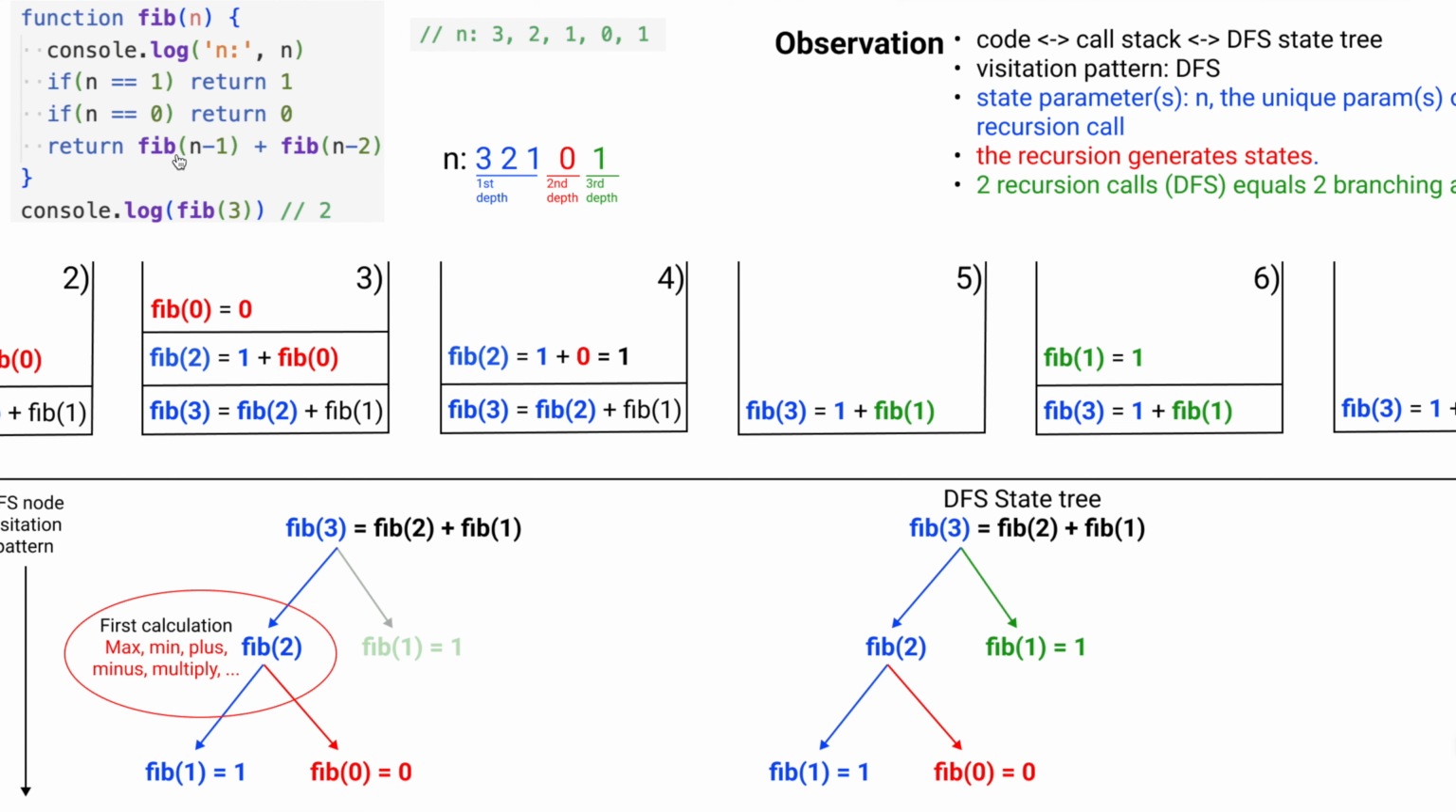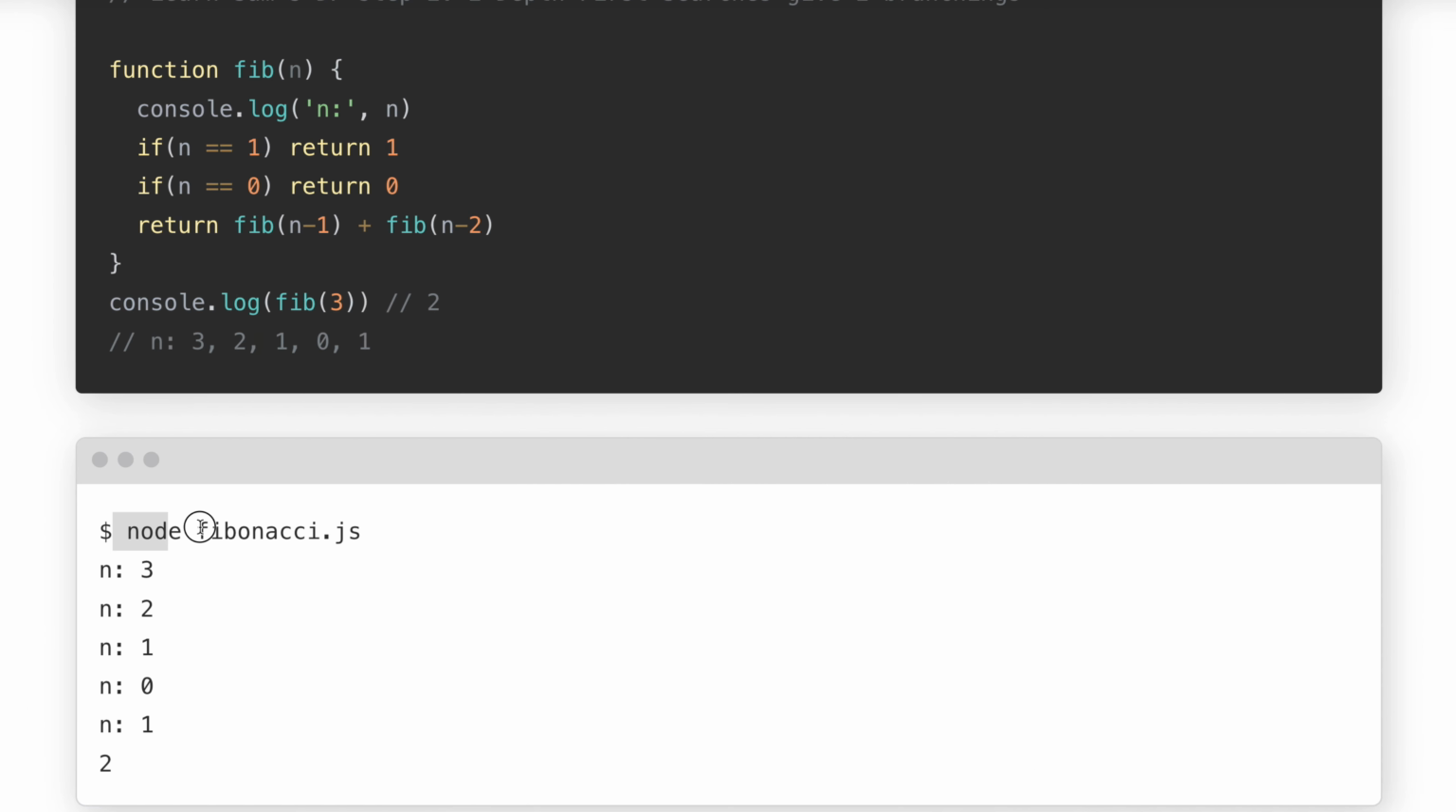The recursion that we have here generates states. A state is a collection of parameters that we're interested in, and in our case here, we are only interested in one parameter. And finally, two recursive calls equal two branches. So if we see two recursive calls here, we know there's going to be two branches at each node or each state. And if we run our Fibonacci function, it's going to print out all of the state parameters and the final result that we want, fib(3) equal to 2.